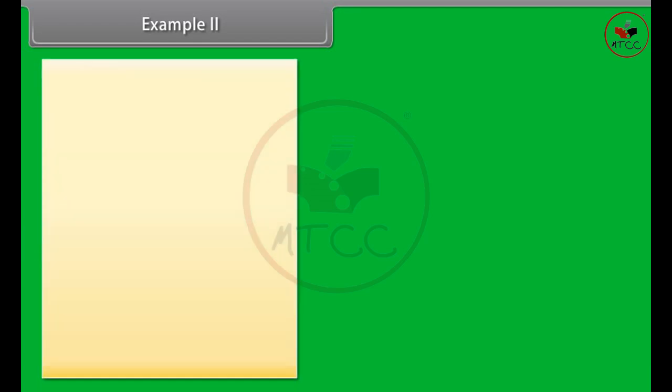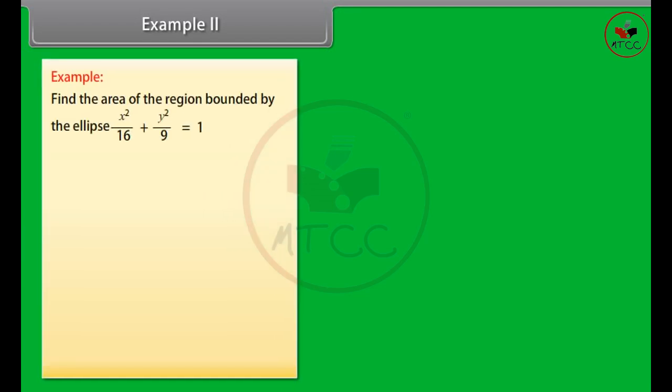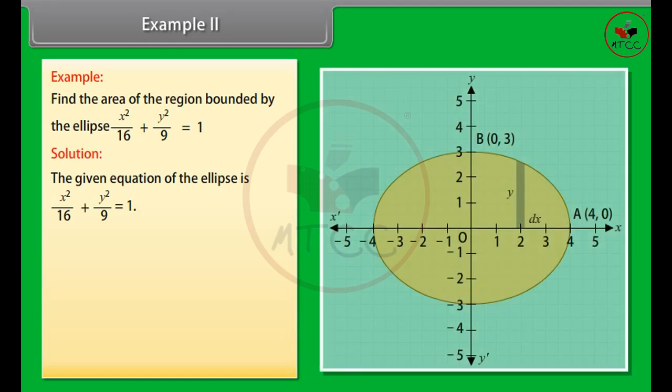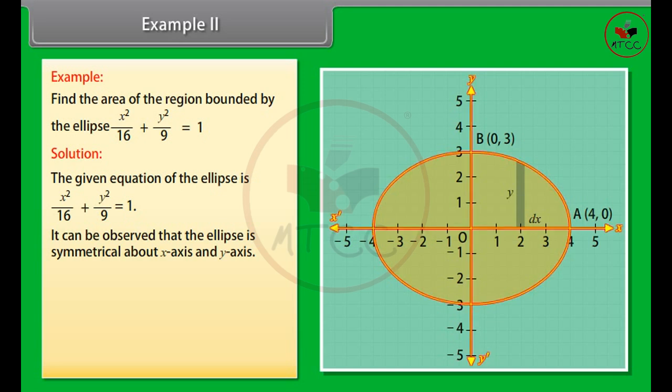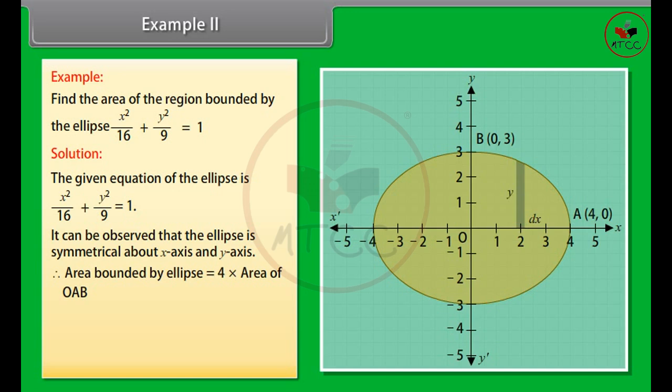Example second. Find the area of the region bound by the ellipse x square upon 16 plus y square upon 9 equals 1. Solution. The given equation of the ellipse is x square upon 16 plus y square upon 9 is equal to 1. It can be observed that the ellipse is symmetrical about x-axis and y-axis. Therefore, area bound by ellipse is equal to 4 into area of OAB.